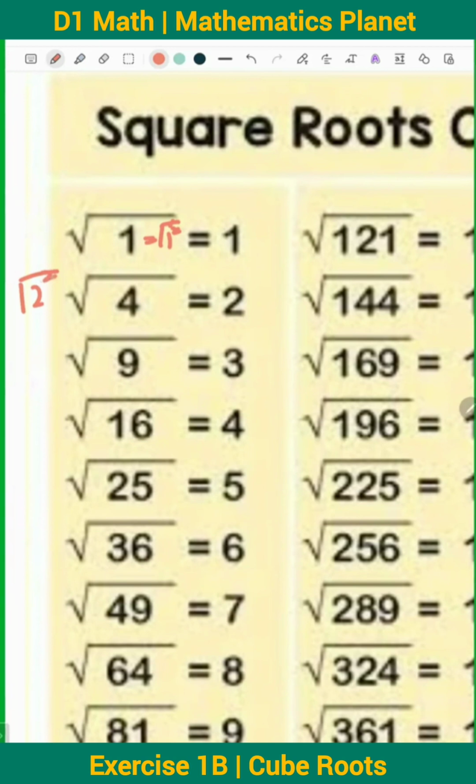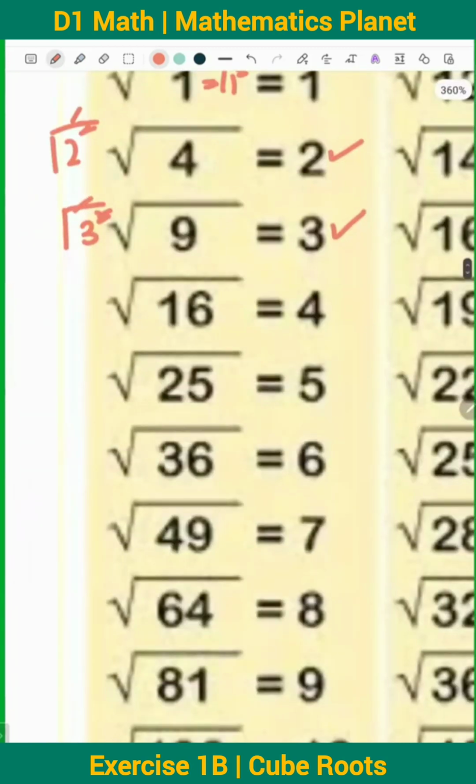So it will cancel and we will get 2. Square root of 9. Can we write 3 square? Cancel with the square root, we will get 3. Okay, tell me next. Yes, Fajr. Miss, this will be 4. Yes, very good. 4 square, and you will get 4 after cancelling, right?